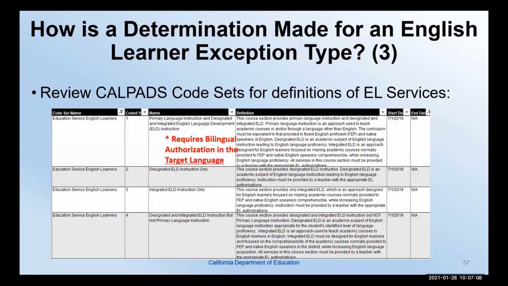Codes 2, 3, and 4 also have very specific requirements. So when you're looking to make sure what services are being provided by a teacher to the English learners in their classrooms, you need to read these descriptions to see which of these actually best describes the services that the teacher is actually providing within that either self-contained or departmentalized course.